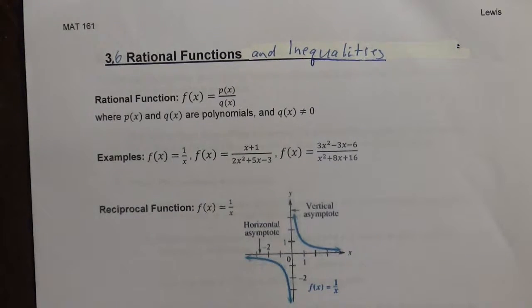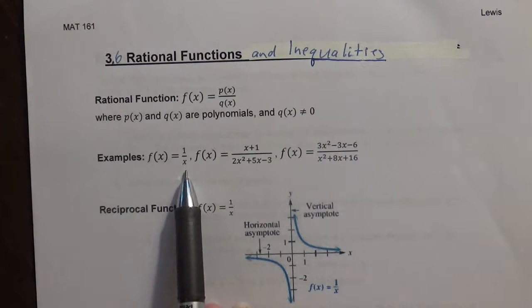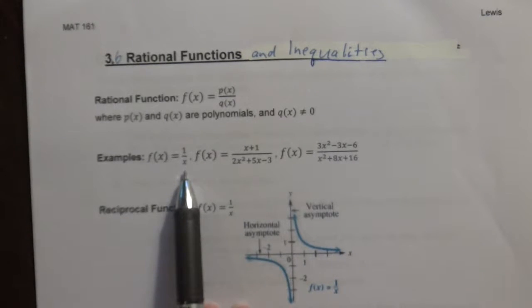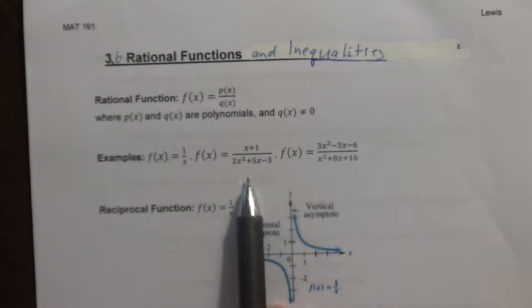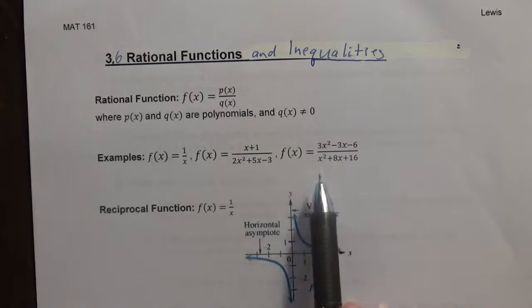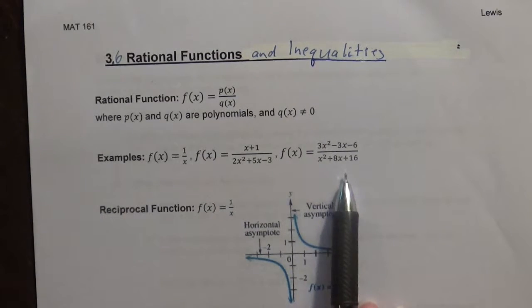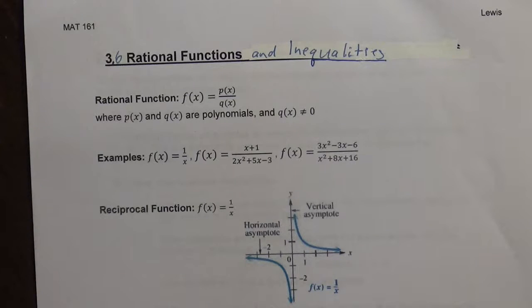So what do rational functions look like? Well, they can look like this: f of x equal 1 over x. That's the most simple rational function that we can possibly work with. It's just got a single x in the denominator. Other examples might be x plus 1 over 2x squared plus 5x minus 3, or 3x squared minus 3x minus 6 all over x squared plus 8x plus 16. So again, any function where you have a polynomial divided by another polynomial. That's what we're working with here.